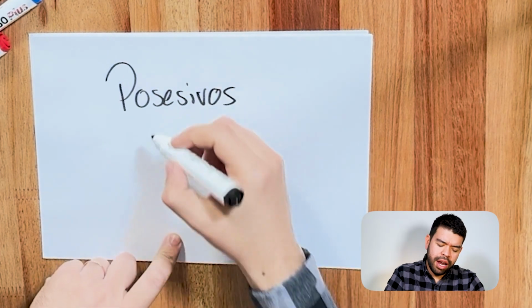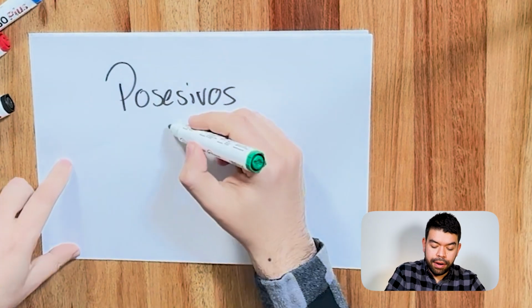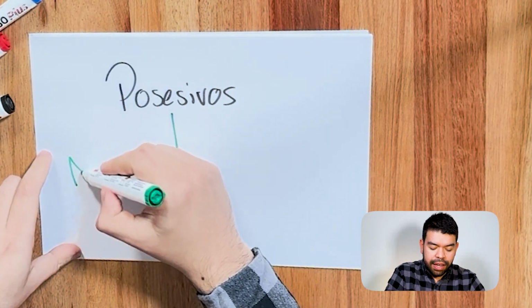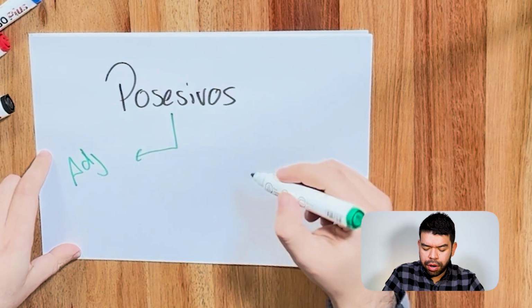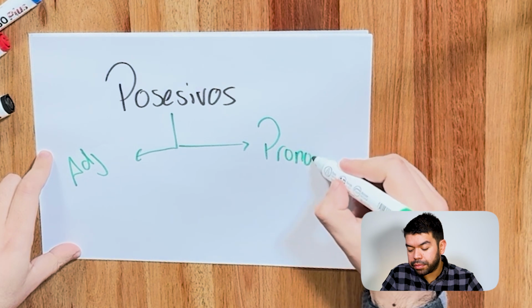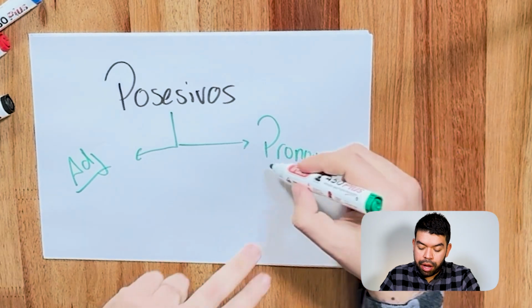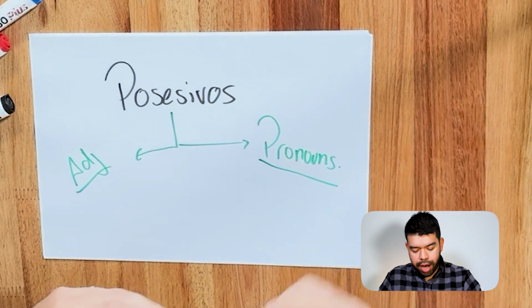Posesivos en español. And the first thing, posesivos could be either adjectives, adjetivos posesivos, or pronouns, pronombres posesivos, right? Adjetivo, it describes a pronoun. A pronoun, it replaces a noun, right? But does it really matter? It kind of does, but let me show you how to use them, and then we'll focus on what are their names, right?